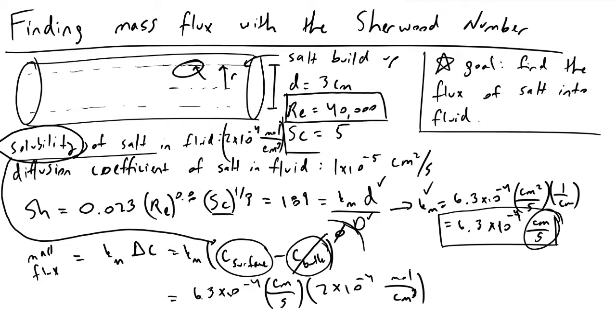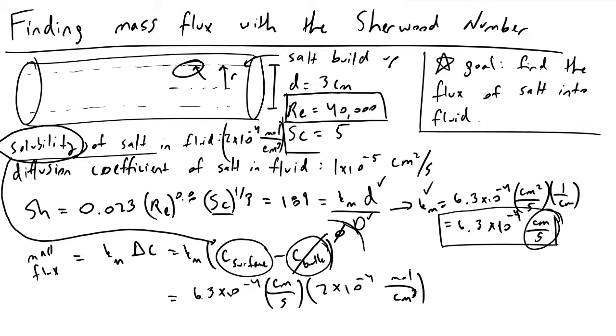And note how our solubility has units of concentration, because it's basically telling us, if I had 1 liter of water or a cubic centimeter of water, how much salt can I diffuse into that cubic centimeter of water before I start realizing a precipitate? When do I start seeing the salt crystals reforming because I can't put any more in?